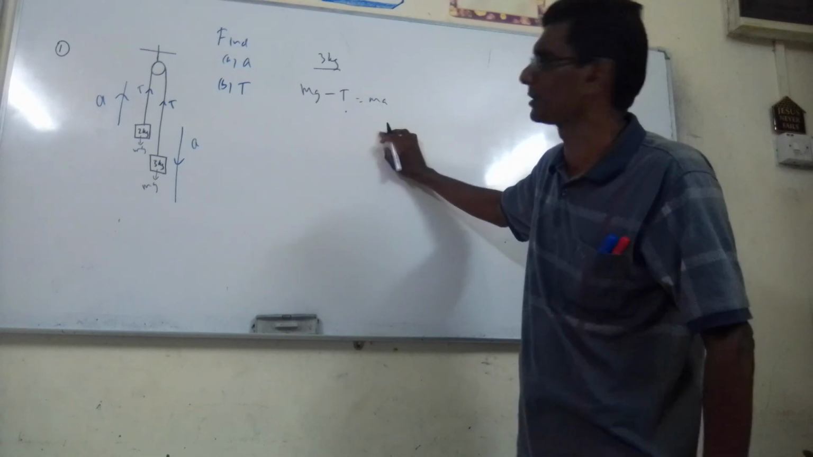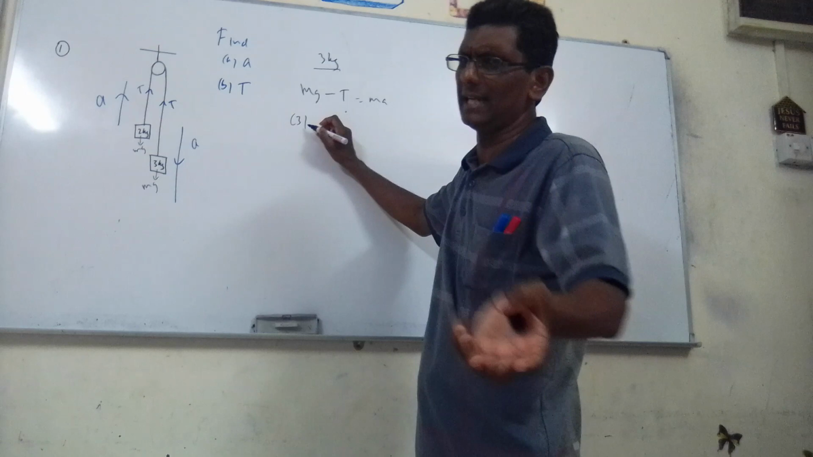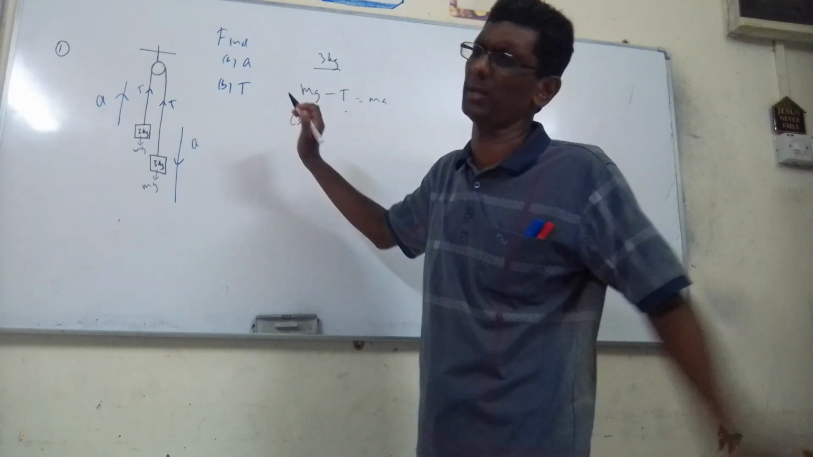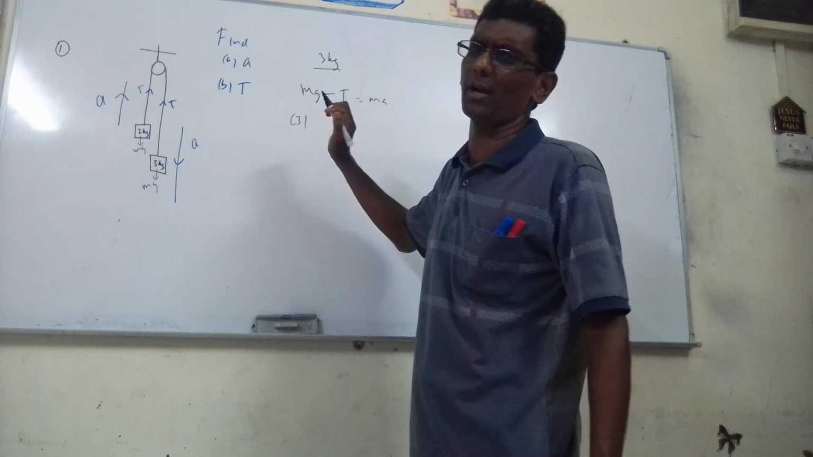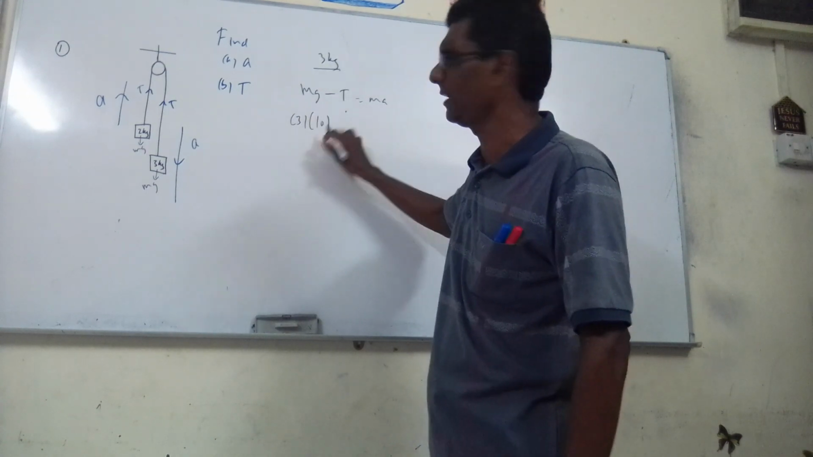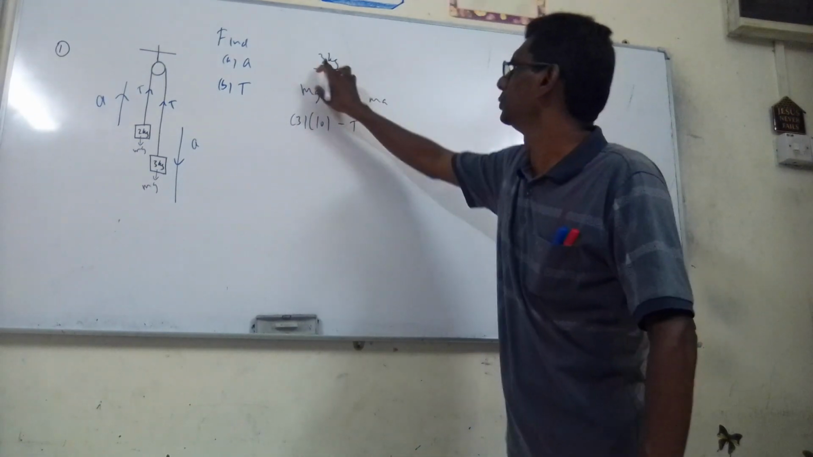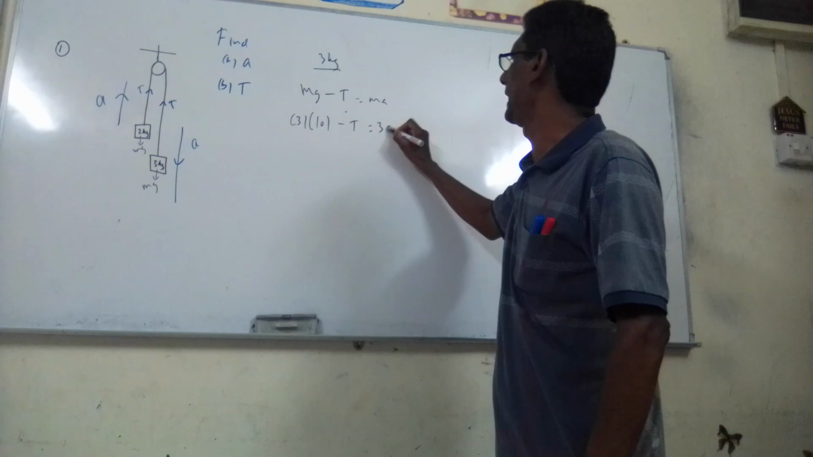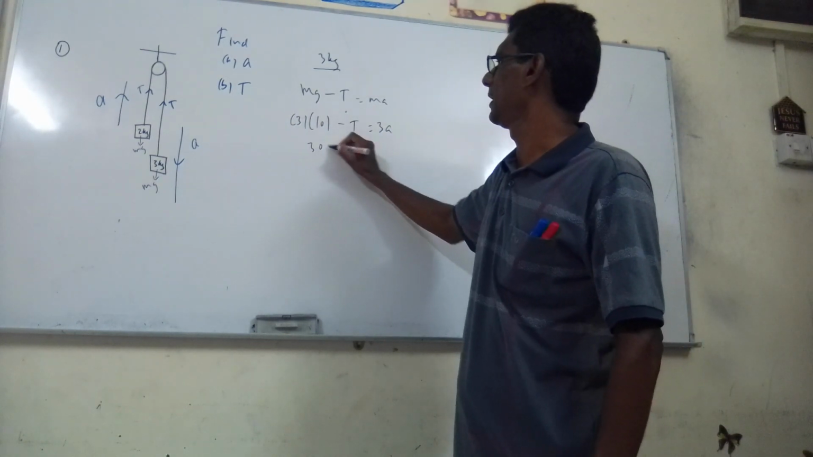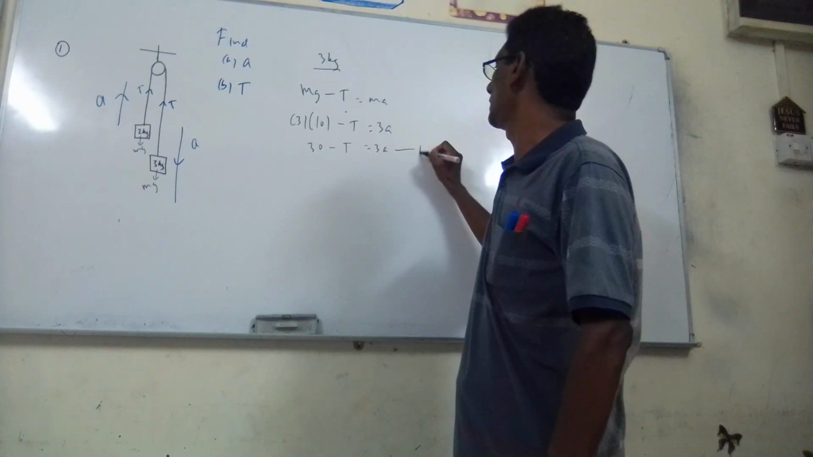Ma means resultant force. So m equals 3 kg. Let's consider g as 10. Some books mention g is 10, not 9.81. So g is 10, m equals 3, and a we don't know. So 3 times 10 is 30 minus T equals 3a. This is equation number 1.